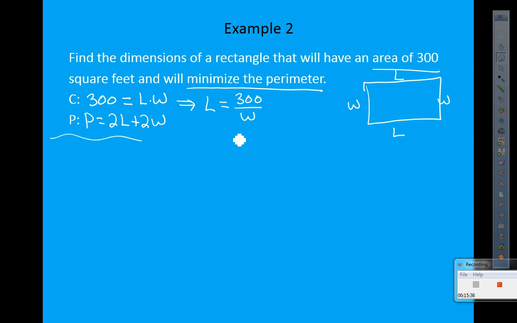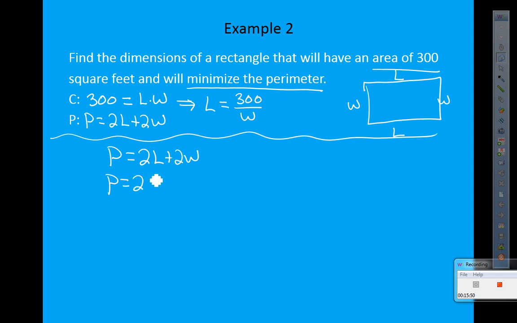So now here goes the work of it. I've got my primary equation that says perimeter is 2L plus 2W. I don't like two variables, so I'm going to sub that in. So I've got my perimeter is 2 times L, which is 300 over W, plus 2W. Now look at what you got. I got one variable. I got the W's. Next step, we're going to simplify this. So I've got 600 over W plus 2W.